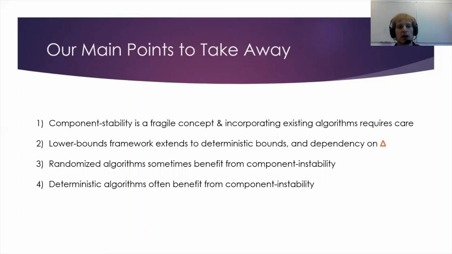So I'll just go back to our main points to take away. Firstly, that you need to take a lot of care when defining and working with component stability. But secondly, that we can get the framework to give us robust bounds that do incorporate all known existing, or almost all known existing MPC algorithms. And we can extend them to work for deterministic bounds, bounds that depend on delta. But we can show examples where you can break these lower bounds using component unstable algorithms. So you shouldn't necessarily think of these lower bounds as final. You can often get around them with component instability.